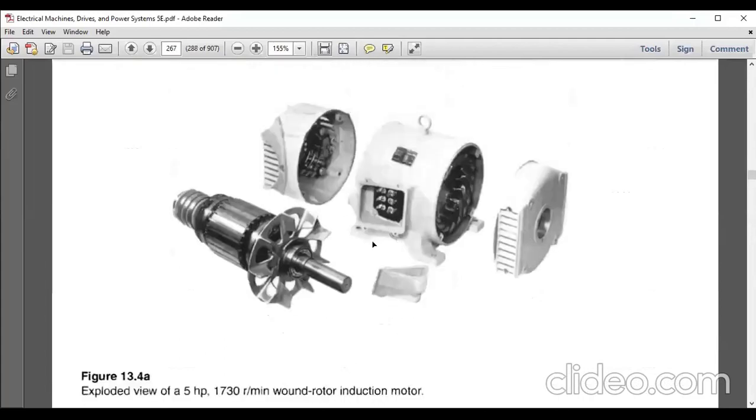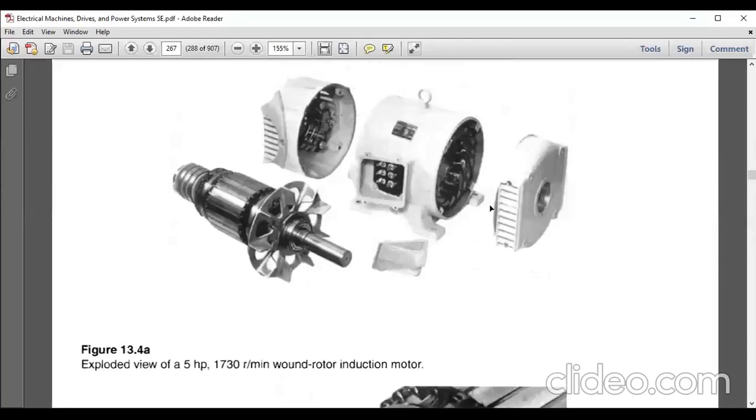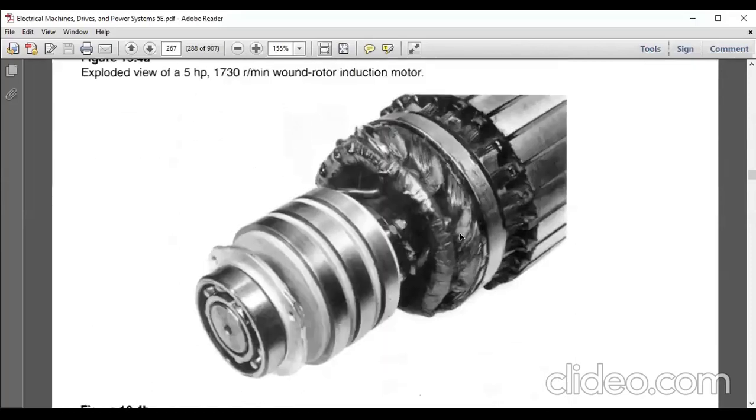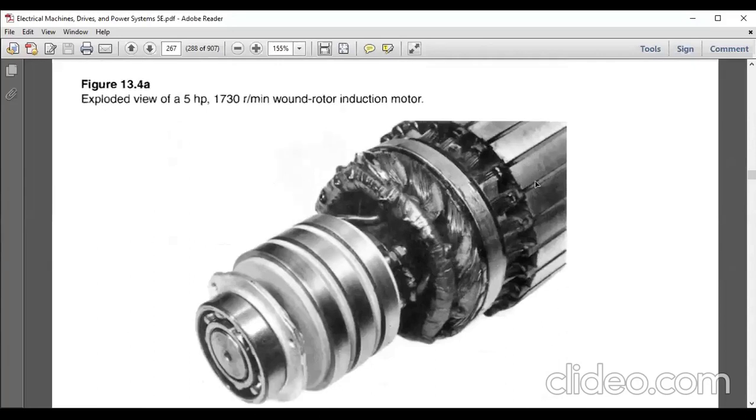So these are the constructional details. Slip ring rotor. Here you can observe the slip rings, the terminal box, and these are the phases. And this is the provision for the cooling fan. So this is the slip ring induction rotor. These are the slip rings here. These are the bearings for supporting the shaft. And these are the rotor slots here.